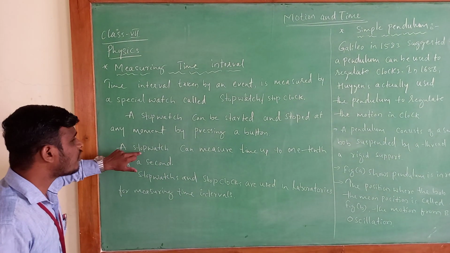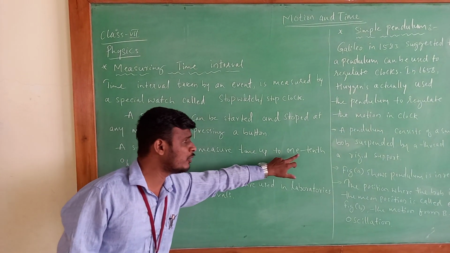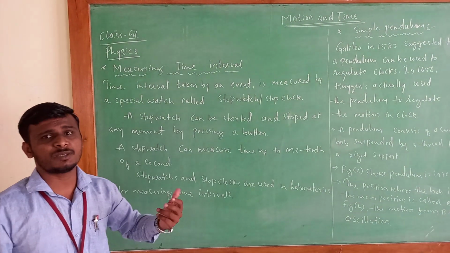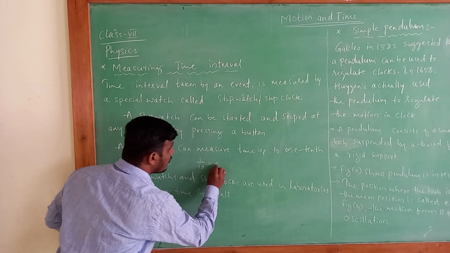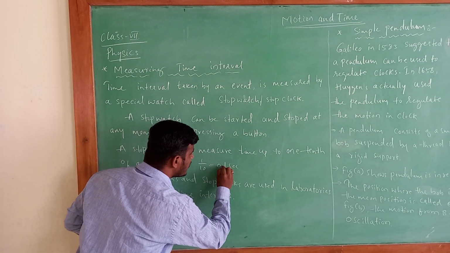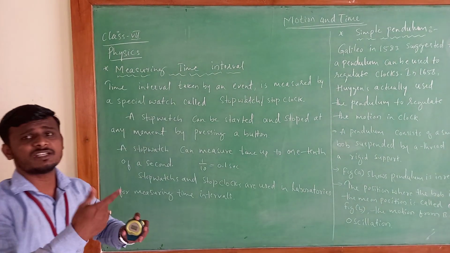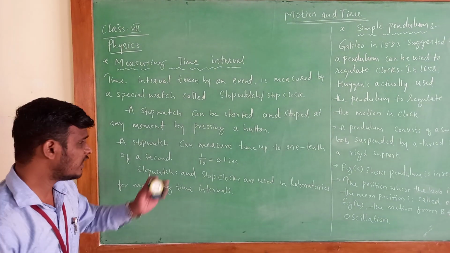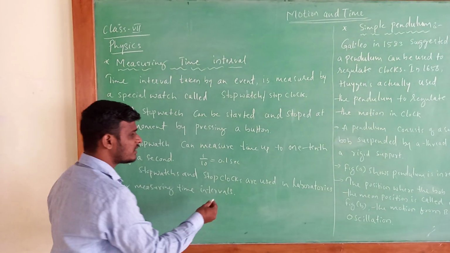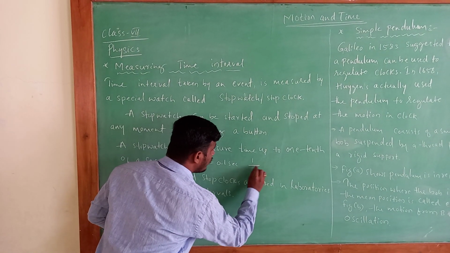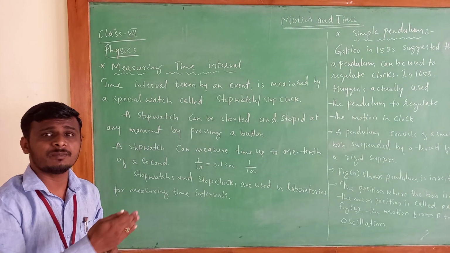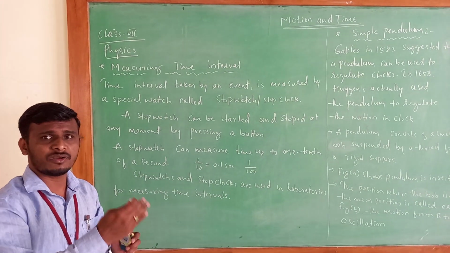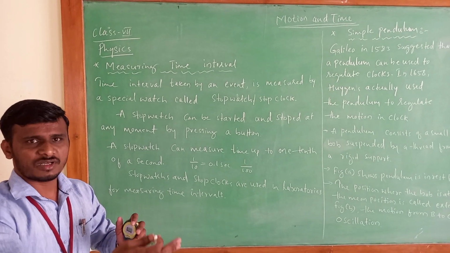Stopwatches can measure time up to 1/10 of a second. What does 1/10 mean? It means 0.1 second can be measured. It depends on the scale of the stopwatch. Some stopwatches measure up to 1/100th of a second, which means 0.01 second can be measured, depending on the scale of the watch.